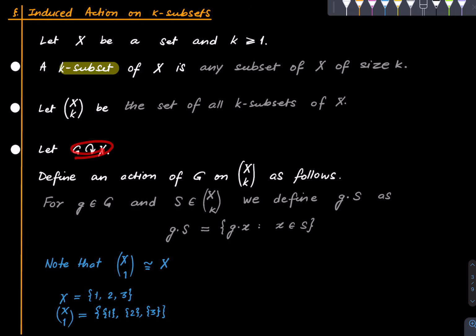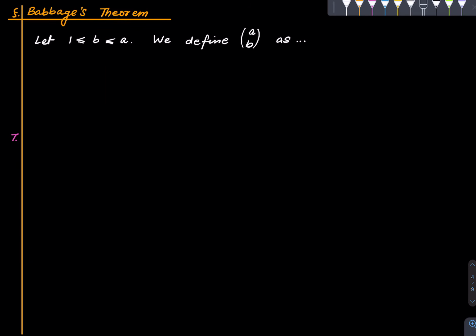You can just think of them as the same things in an obvious way. Once you are given an action of G on X, the action of G that you get on X choose 1 is essentially the same action as you had on X. It's just a nomenclature difference. Nothing of essence is different. So this is a general way to construct a bigger action out of an older action. And now we will look at an application of this via a very clever proof.